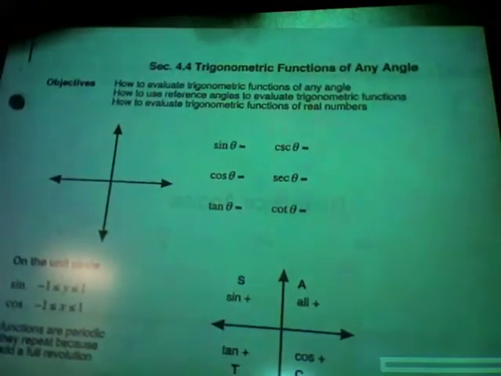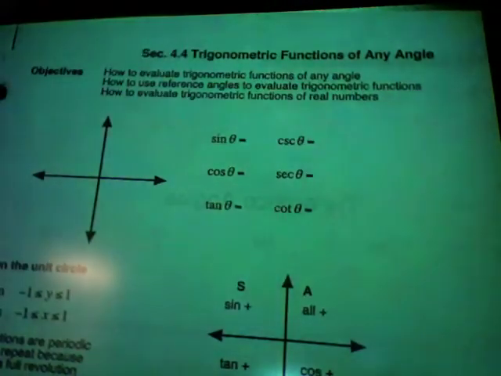Right, so 4-4 has a lot of similar things that we've talked about, right? So we're going to look at trigonometric functions of any angle, not just 30, 45, 60, 90, 180, 270, 360, right? Not just the ones that we know. So how do we deal with it if it's like 95 degrees?